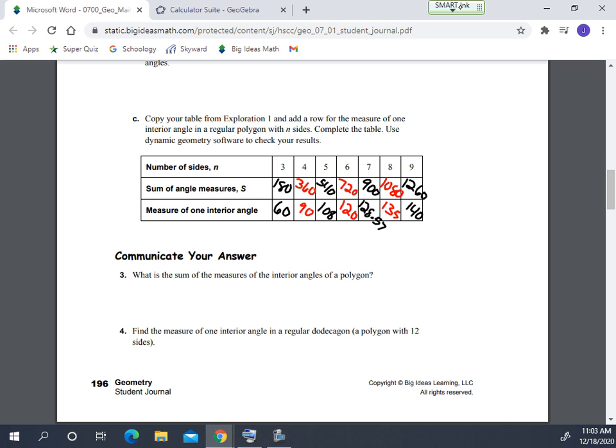There's our table. Part 3 says, what is the sum of the measures of the interior angles of a polygon? We already talked about that. We have 180 times n minus 2, where n is the number of sides. Find the measure of one interior angle. We need to find one interior angle of a regular dodecagon, which is a polygon with 12 sides. So we need to apply our rule of one angle.